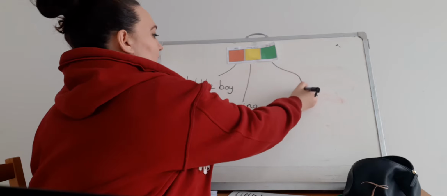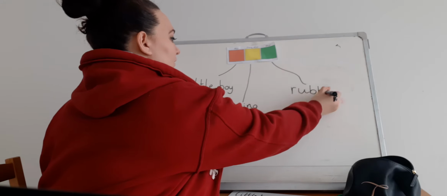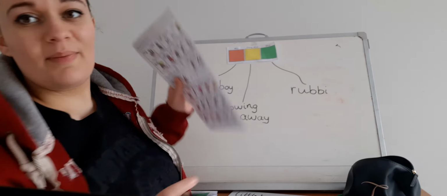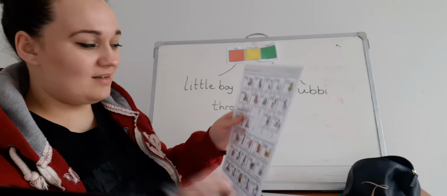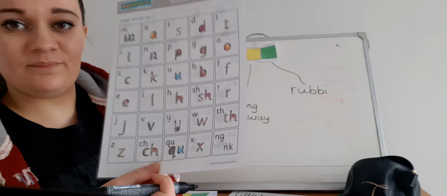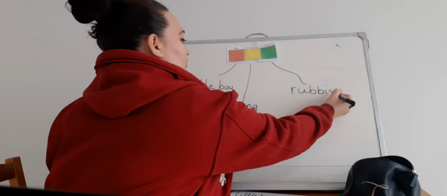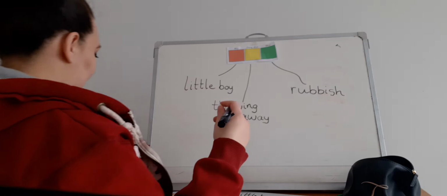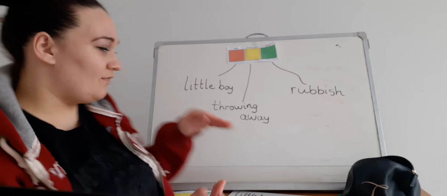Throwing away his rubbish. What's the last sound, rubbish? What's that last sound? Let's see if we can find it. Rubbish. Point to it for me. Did you say this one? Thumbs up for you. Well done. Rubbish. Okay. So now we have to put this into a sentence because we've built our sentence with our keywords.